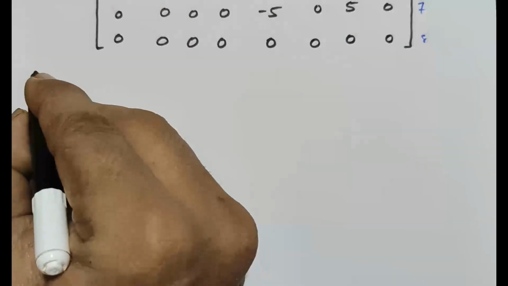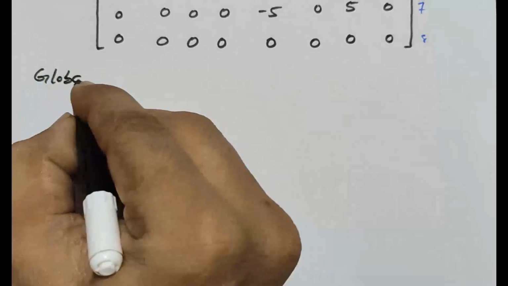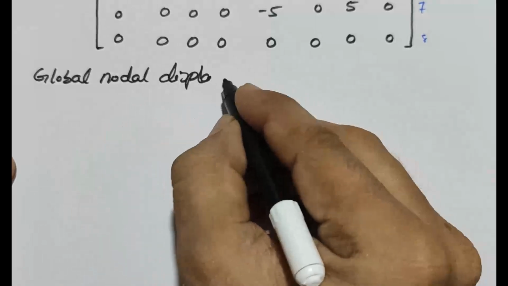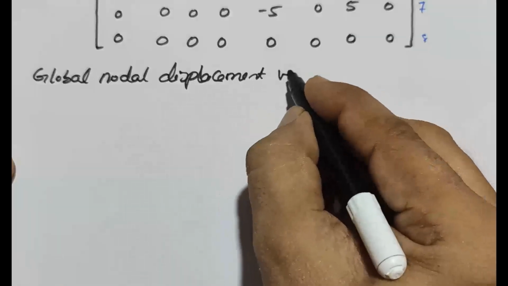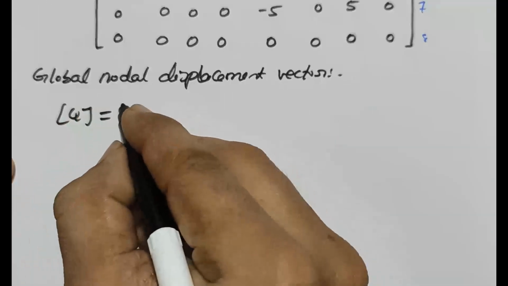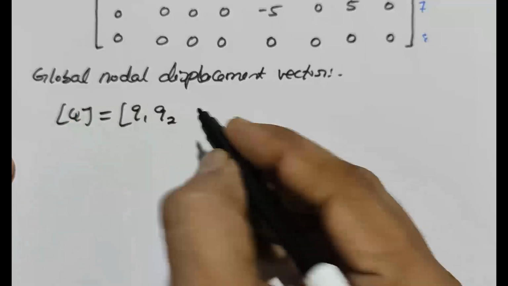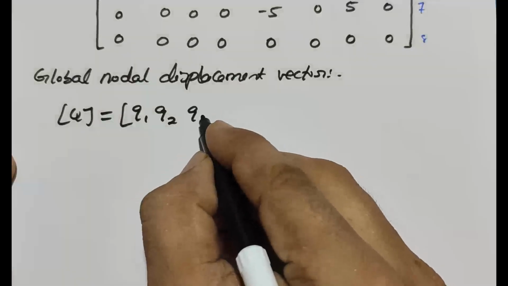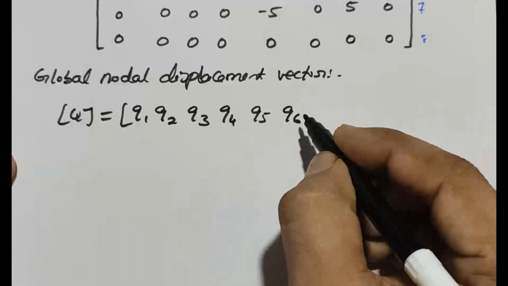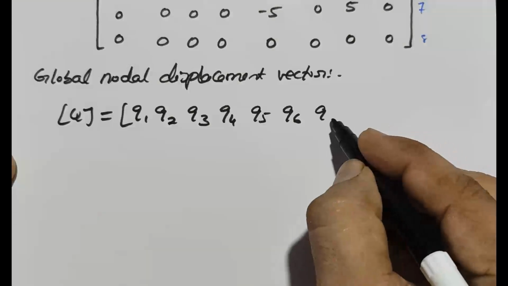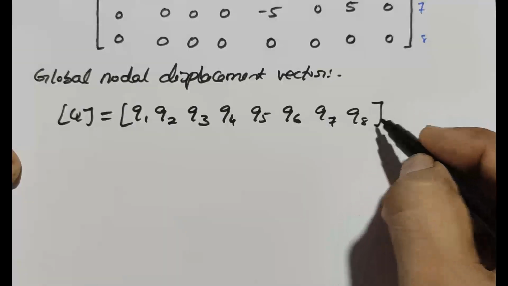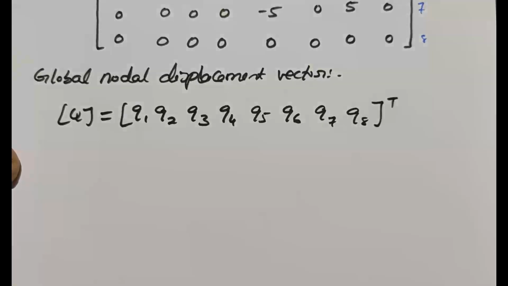Next is the global nodal displacement vector, that is Q is equal to Q1, Q2 at node number 1, Q3, Q4 at node number 2, Q5, Q6 at node number 3, and Q7, Q8 at node number 4. This is the global displacement vector.